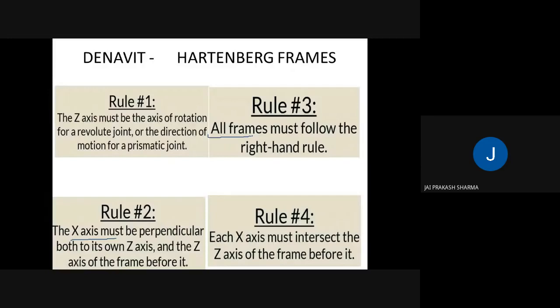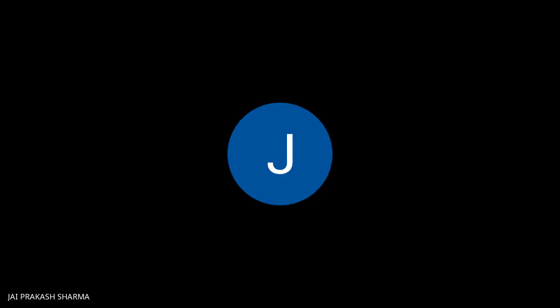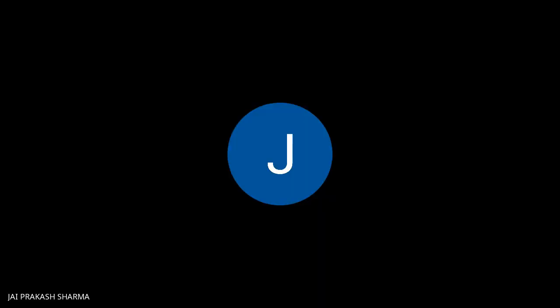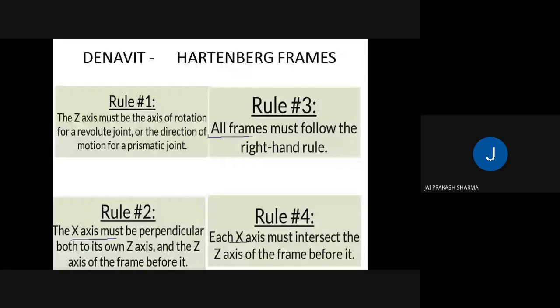But the last rule states that whenever you're going to create an x-axis for the next servo, there may be a condition that the x-axis must intersect the z-axis of the previous frame. So these are the four rules offered by Denavit and Hartenberg for creating these principal axis frames for a robot with a servo motor.